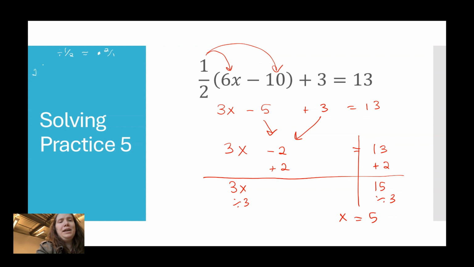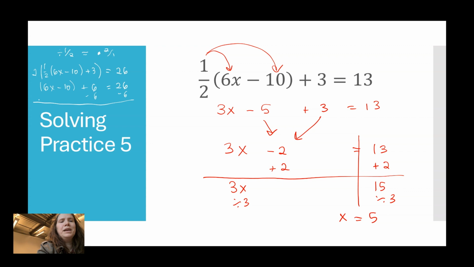If I do that, I have 2 times all of this lovely stuff, and then 2 times 13 on the other side. When I distribute this out, the 2 and the 1/2 cancel. So I just have my 6x minus 10. And then 2 times 3 is 6. 26. And now I can just keep going and solving.